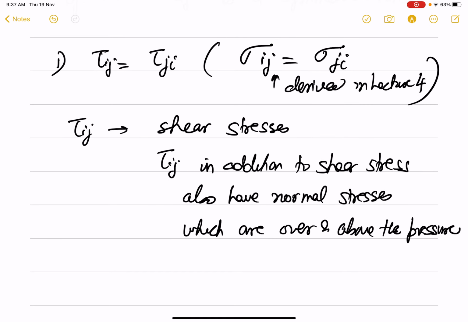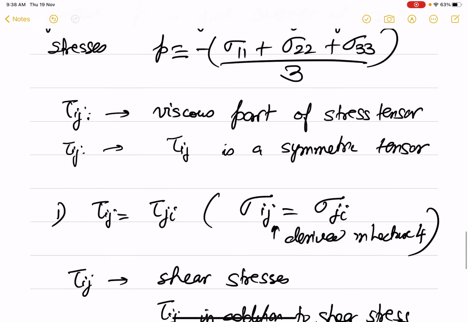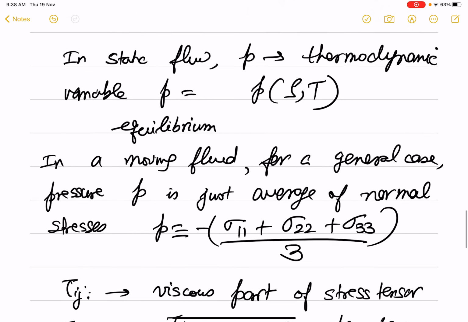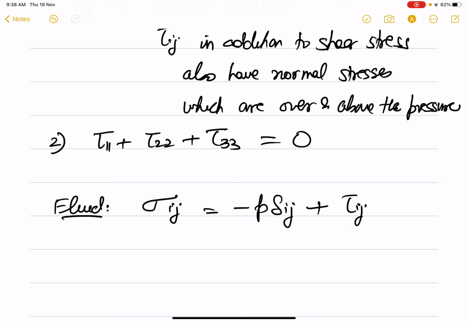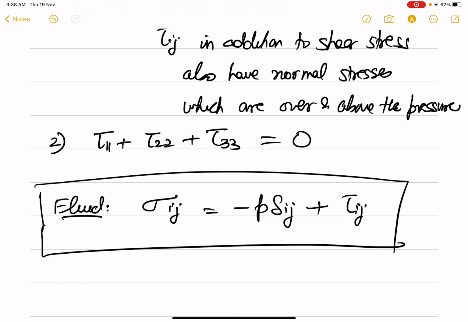Now, this was one property of tau ij, and the second property of tau ij, you will realize, is that tau 11 plus tau 22 plus tau 33, by definition of a deviatoric tensor, must be equal to 0. So these are the two properties which we have seen. What we are trying to do for a fluid, which we don't do in solids, is divide the stress tensor into two parts, minus P delta ij plus tau ij. So we will keep this in mind and we will come back to this bit later.